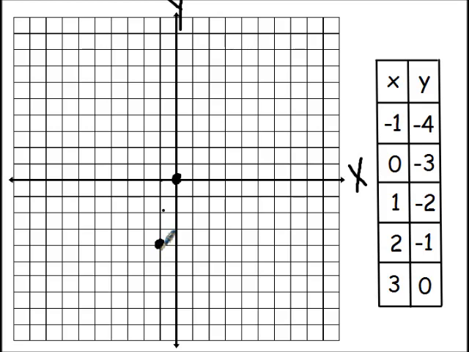Then we have another point at 0, -3. Now, when I marked the origin, I made it look like a point, so I should erase that. Then we have 1, -2. So we go over 1 on the x-axis and down -2 on the y-axis. Then we have 2 to the right and 1 down. And finally, 3 to the right and 0 down.